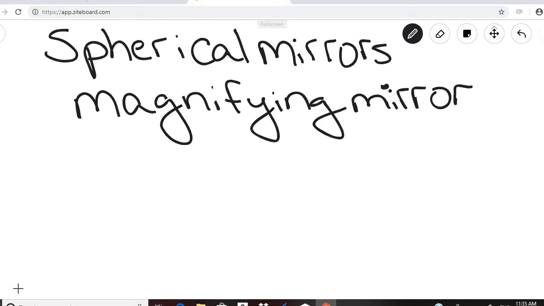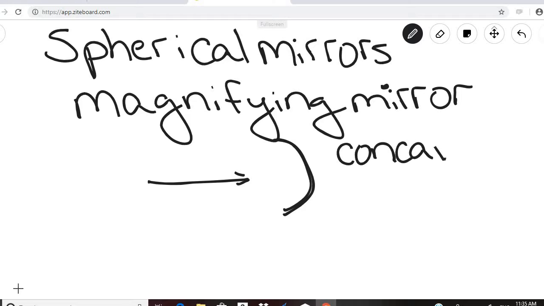magnified is that it is a spherical mirror, so it's not a flat mirror, and instead the mirror curves away from the person who is looking at the mirror. So if you're looking in the mirror this way, the mirror curves away from you, and therefore it is called a concave mirror. Okay, so the mirror curves away from the person looking in the mirror.